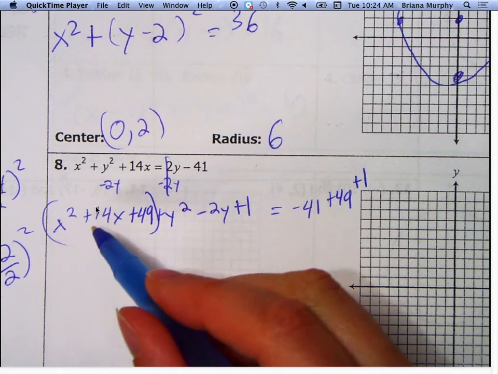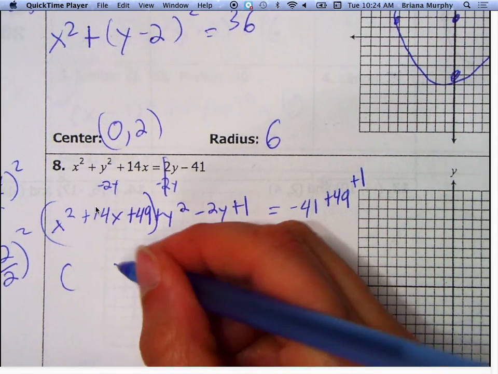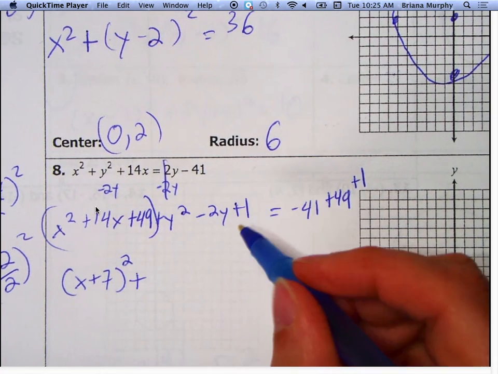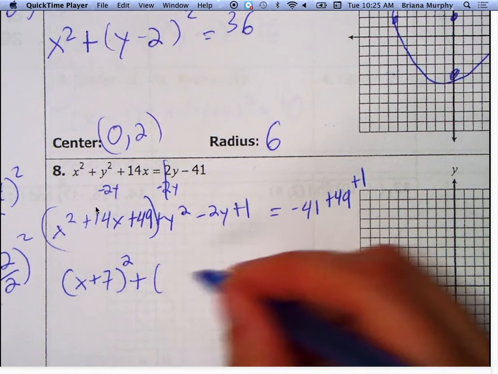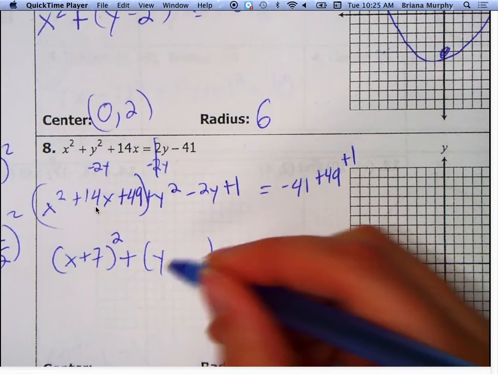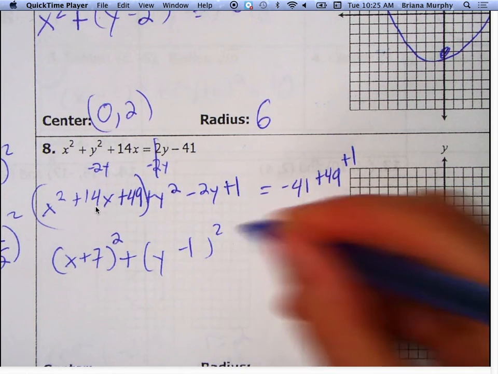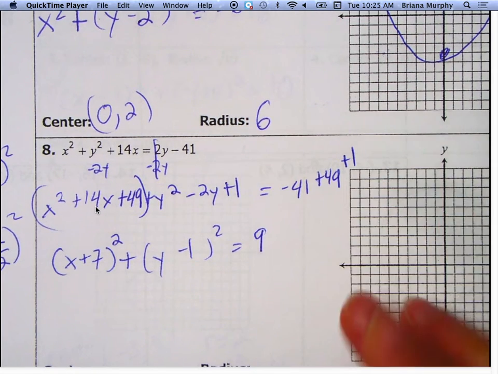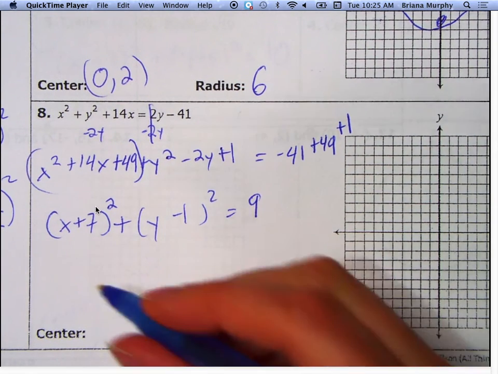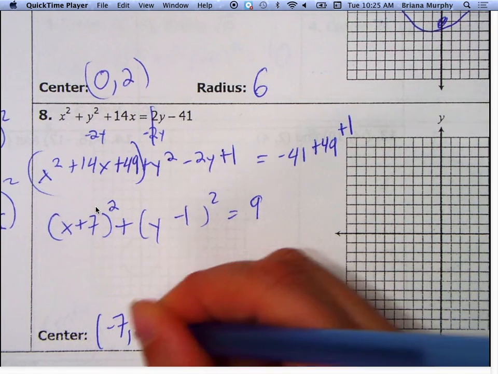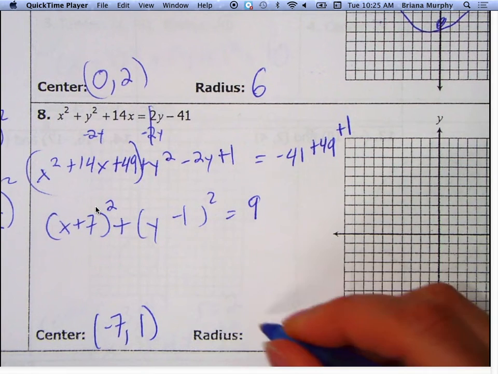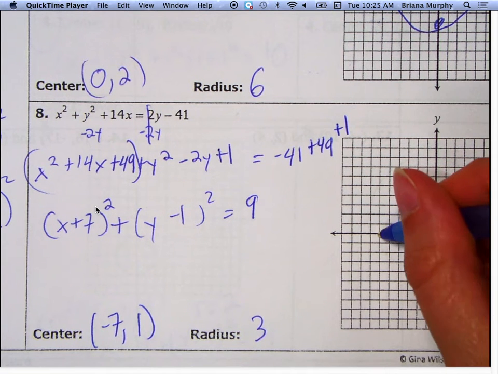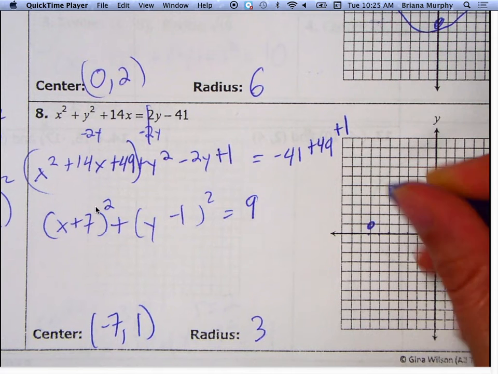What is x squared plus 14x plus 49 factored to? Good. What is y squared minus 2y plus 1 factored to? Not plus, but minus 1. And negative 41 plus 49 plus 1 gives me 9. So what's the center? Radius? 3. Good. So I'm going to go over 1, 2, 3, 4, 5, 6, 7, up 1, and then 3 in each direction.